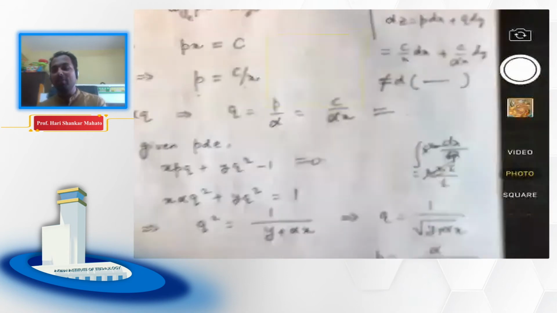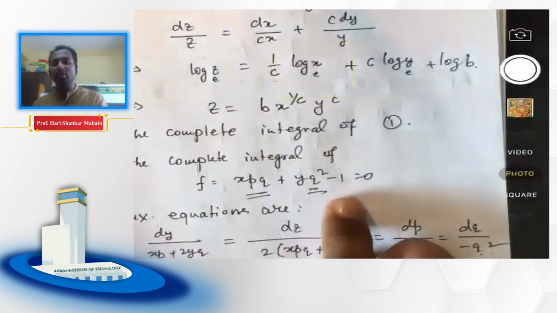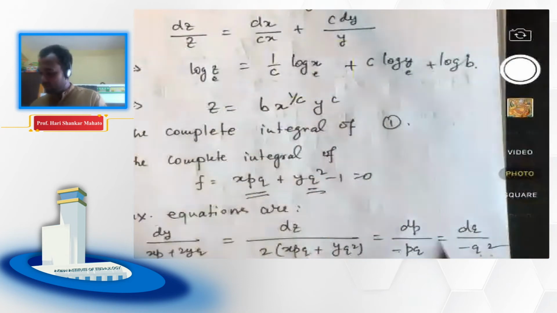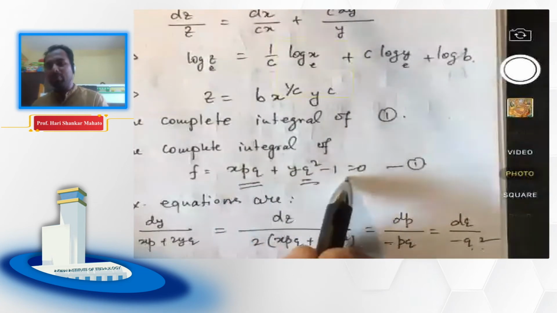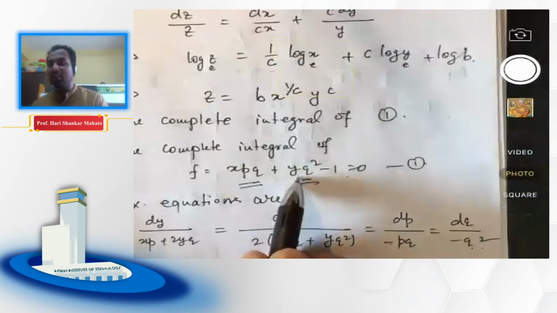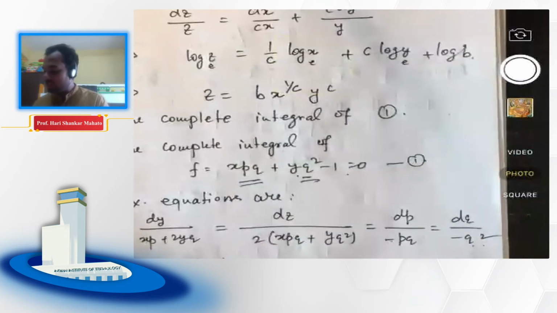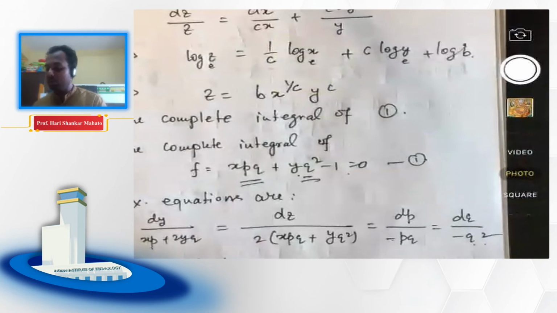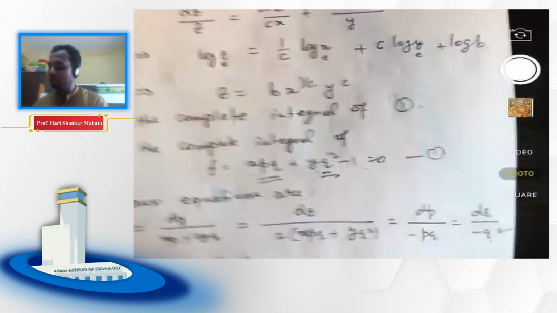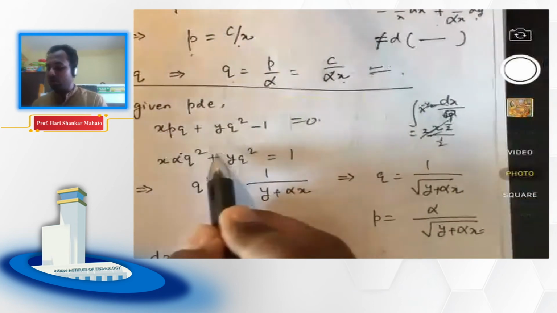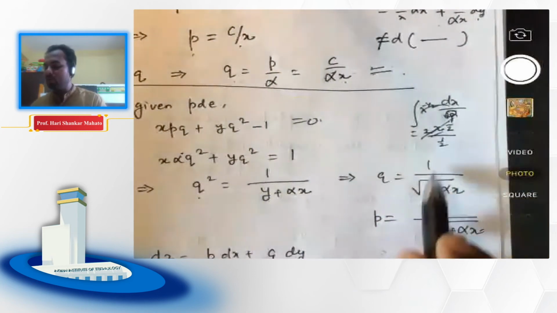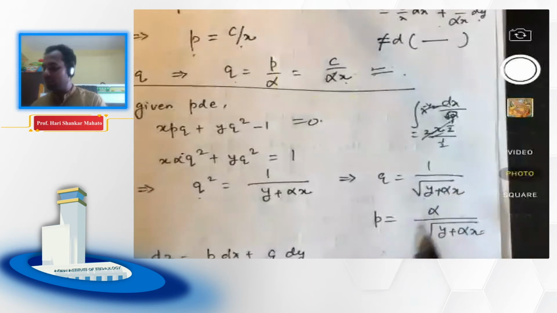However, we have a given PDE, which is equation number 1. I haven't written 1, so you can just put equation number 1. So this PDE can be taken as a remedy. How? What we can do is substitute p equals alpha q in here. The minute we substitute p equals alpha q, what we are getting is q equals 1 by square root of (y plus alpha x), and then p equals alpha by square root of (y plus alpha x).